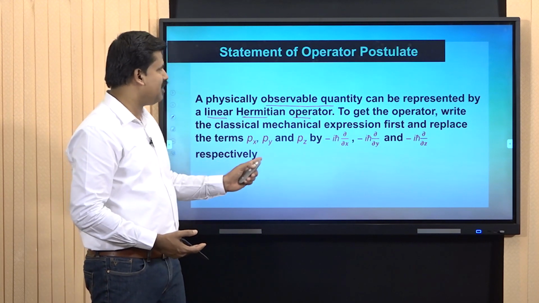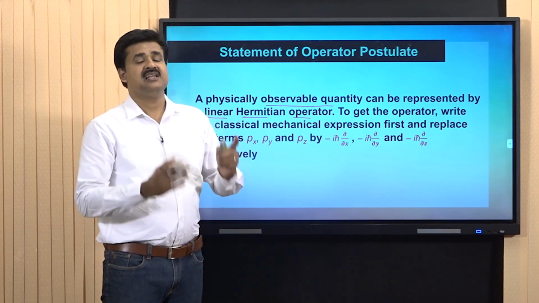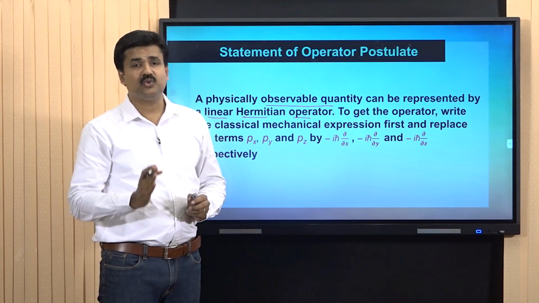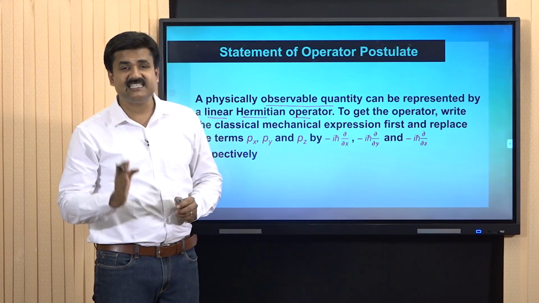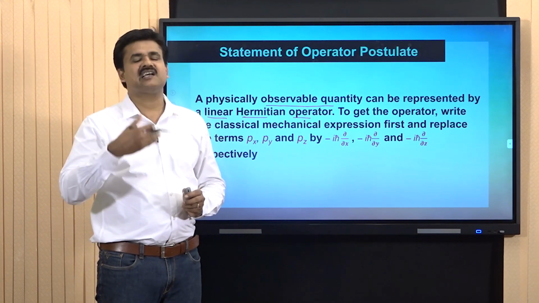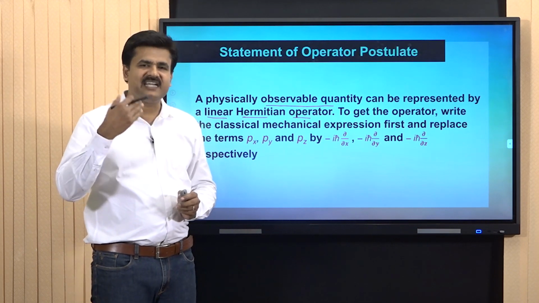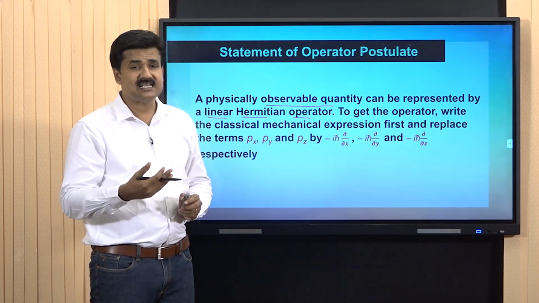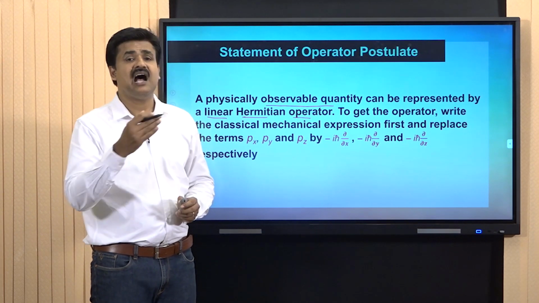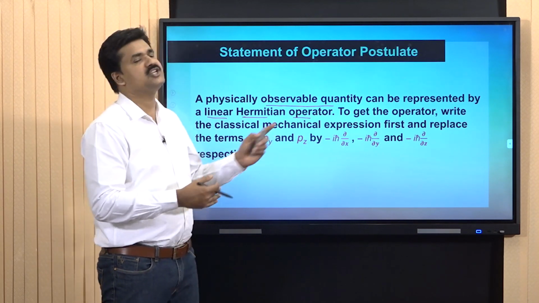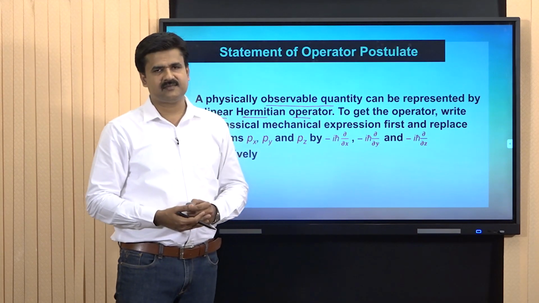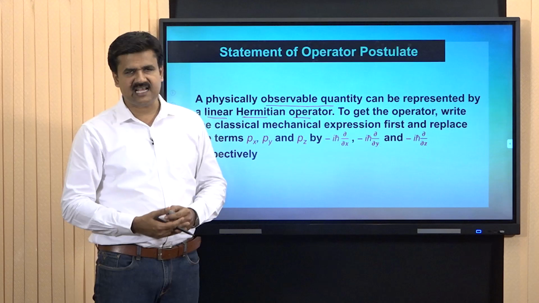So, this is the operator postulate. There will be a linear Hermitian operator corresponding to every physically observable quantity in classical mechanics. We can derive it. The operator corresponding to a physical quantity can be derived by using the classical mechanical expression. Write the classical mechanical expression and make the substitutions for Px, Py and Pz with these three quantities. This we can illustrate in the coming slides.